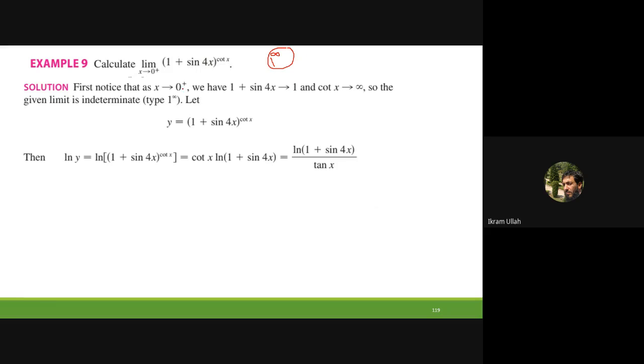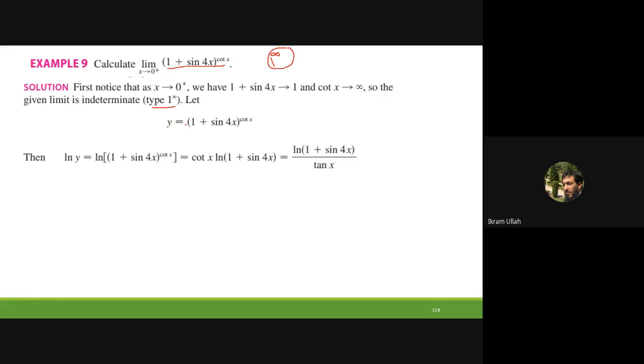Solution: first notice that x approaches 0. There's the indeterminate form of type 1, 1 raised to the power infinity. So we can write this function. Let's suppose this is equal to y. So y is equal to (1 plus sine 4x) raised to cotangent of x.